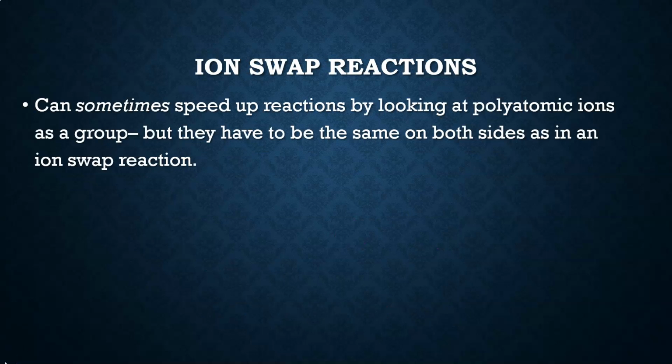In ion swap reactions, where we often see complex polyatomic ions moving as a unit, you can simplify your life by treating the ion as a whole rather than counting individual oxygens and such. This requires the ions to stay the same on both sides, as in an ion swap though.